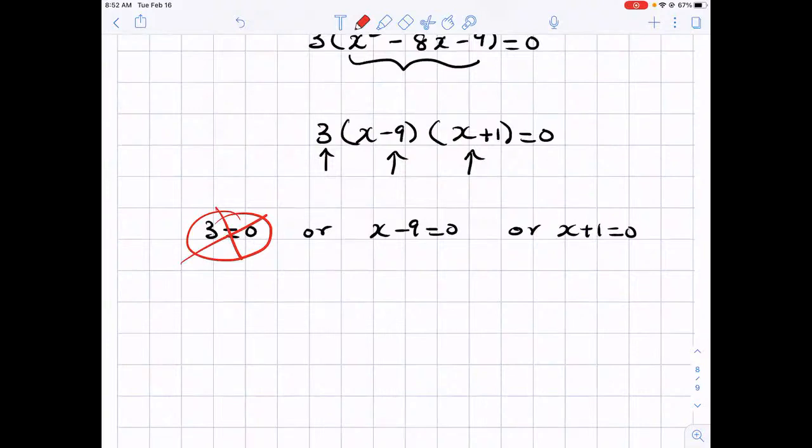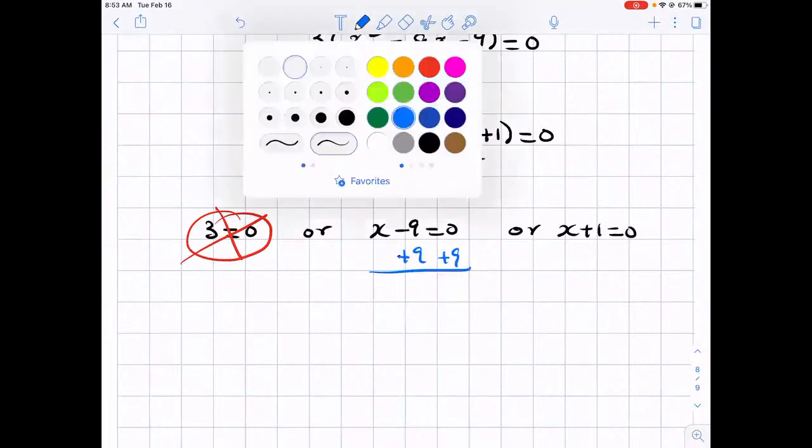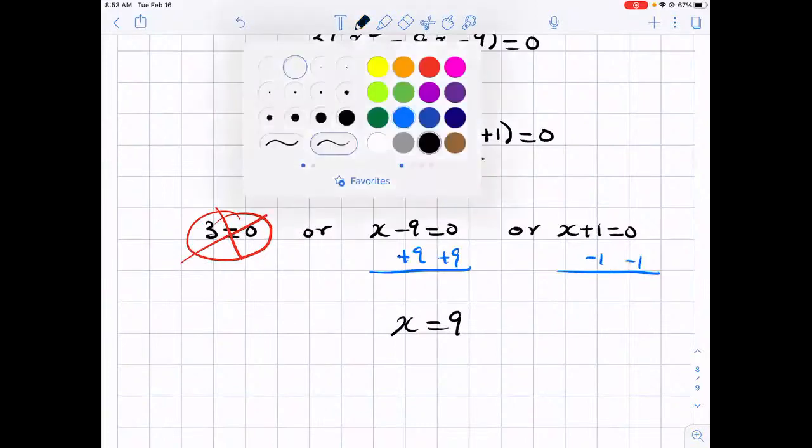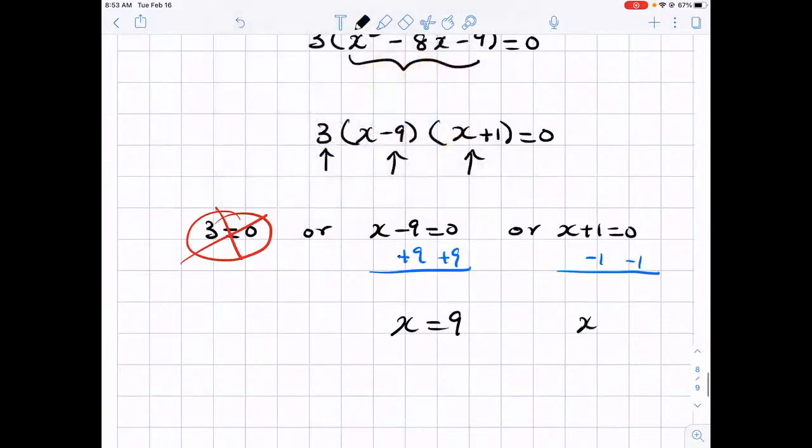If you solve here, you will add 9 to both sides. So we have x is equal to 9. If you solve here, you will subtract 1 on both sides. So we have x, this will cancel out, equals negative 1.